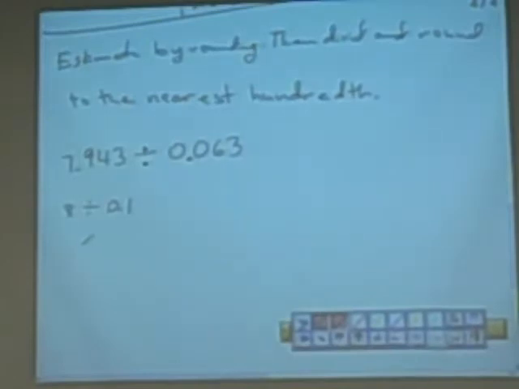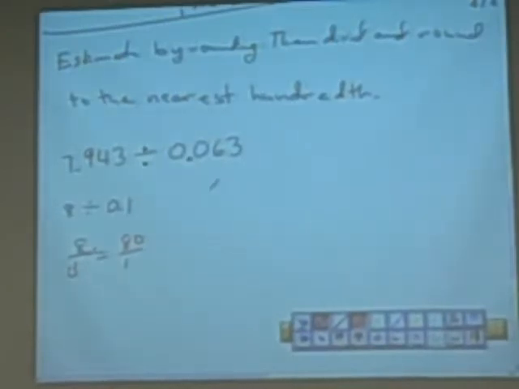So if we were to say 8 divided by 0.1, we would have to move that decimal point one place. So that'd be like saying 80 divided by 1. Well, it's not going to get you the exact answer, but it's going to get you fairly close.